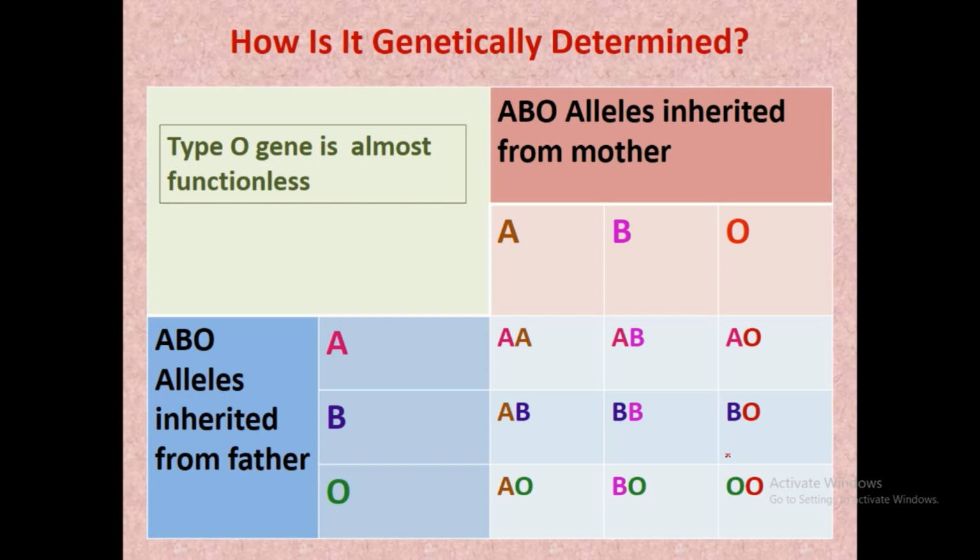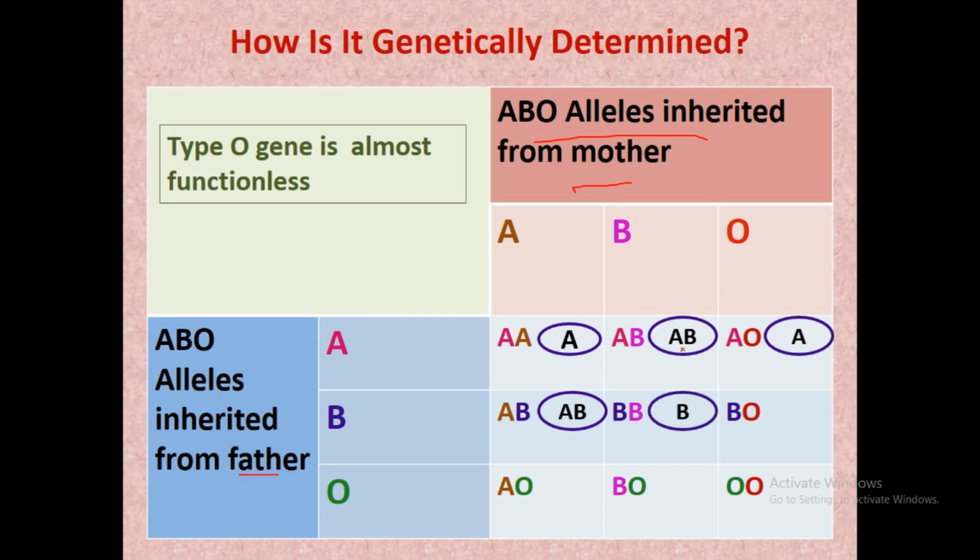How is it genetically determined? Here in the columns you are seeing the ABO alleles inherited from the mother, and in the rows the ABO alleles inherited from the father. So this person has blood group A, this person AB, this person A, this person AB, this person B, this person B, this person A, this person B, and this person has blood group O. Type O gene is almost functionless.